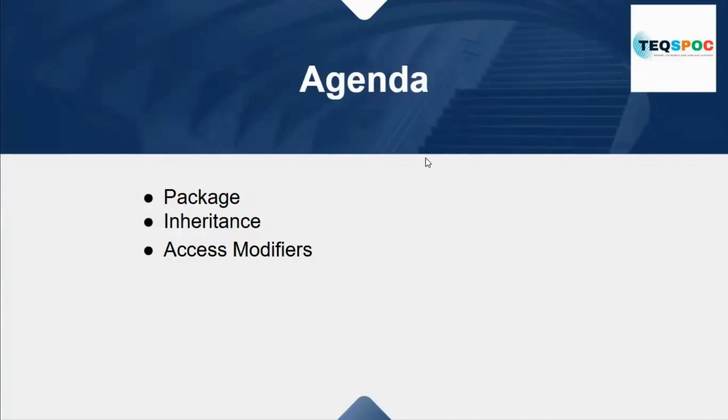In today's class agenda, we will discuss what is a package, what is inheritance, and access specifiers. In OOPS we have four pillars. One pillar is inheritance, so we will discuss inheritance here.